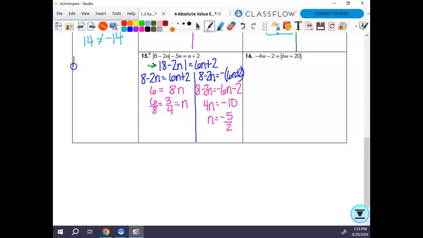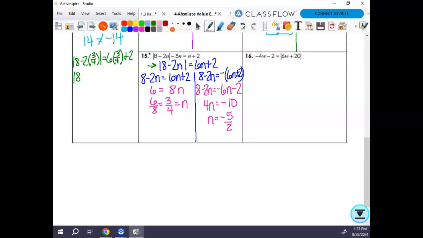So I'm going to have the absolute value of 8 minus 2 times 3/4 equals 6 times 3/4 plus 2. Everybody okay with that? Absolute value, I can't drop that yet because I'm not sure if this will be positive or negative. So 8 and then 2 times 3/4.